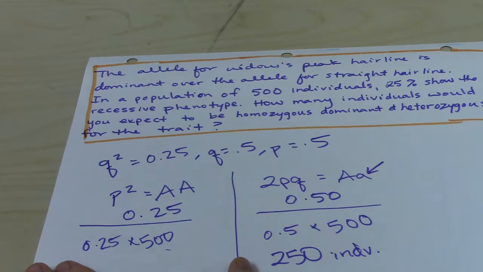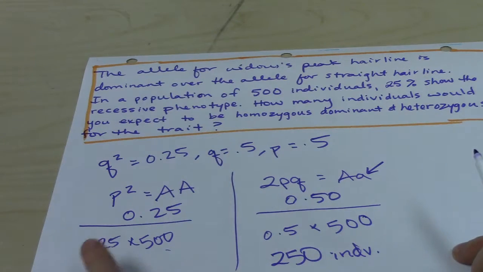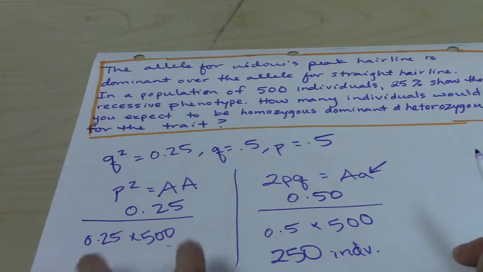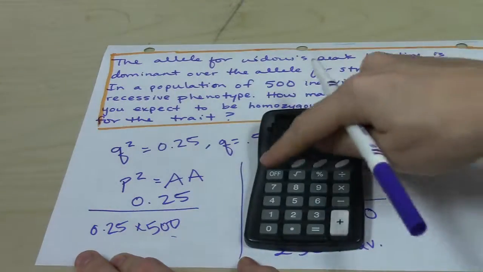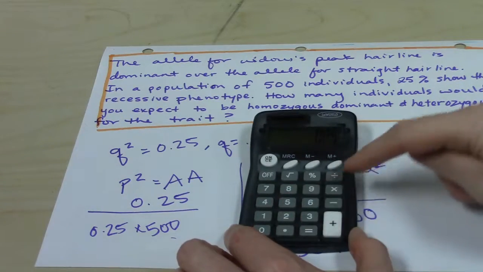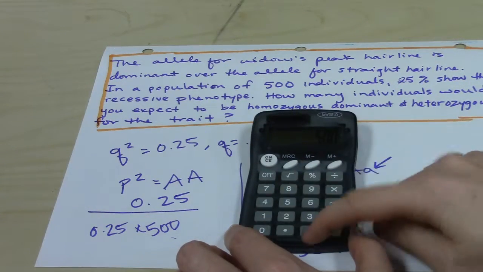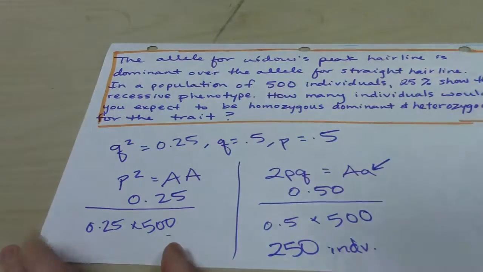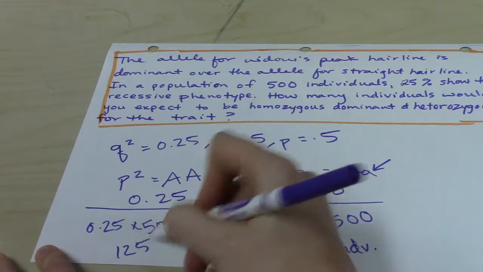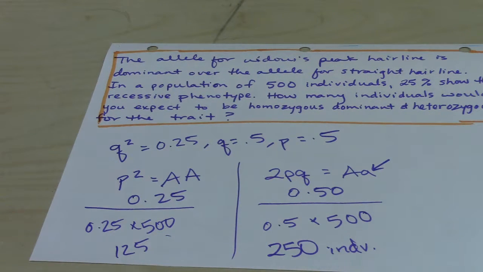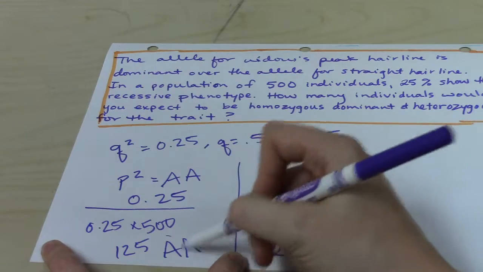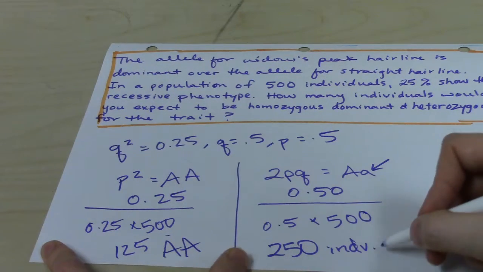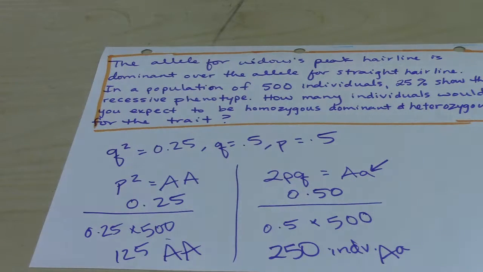And then, well, 0.25 is half of 0.5. So this number is going to be half of that number. Or you can just do it on your calculator to be sure that that's true. 0.25 times 500 is 125, which is half of 250. So the answer to how many individuals would we expect to be homozygous dominant: 125 individuals would be homozygous dominant, 250 individuals would be heterozygous for widow's peak.